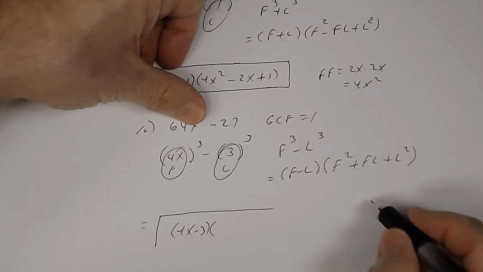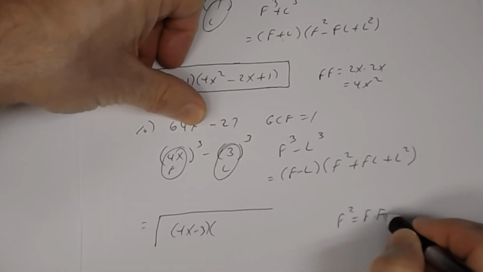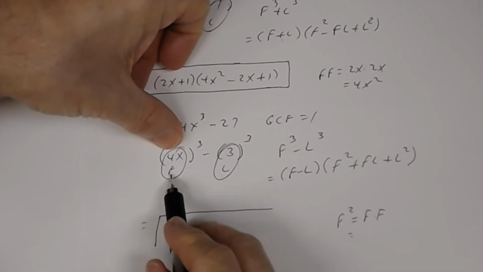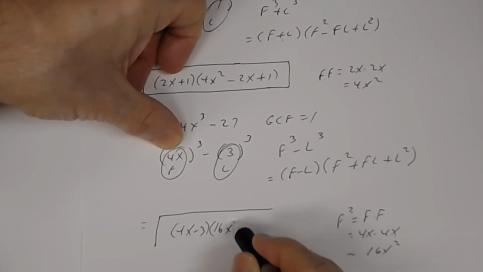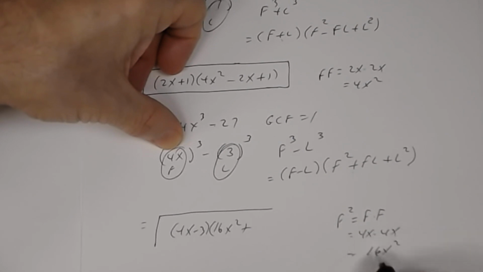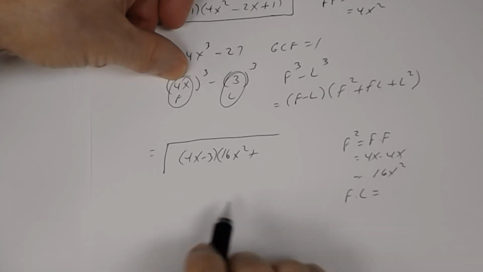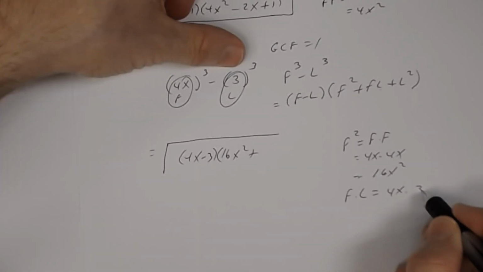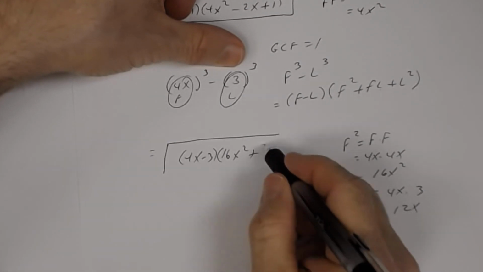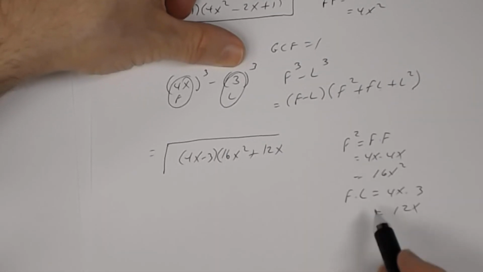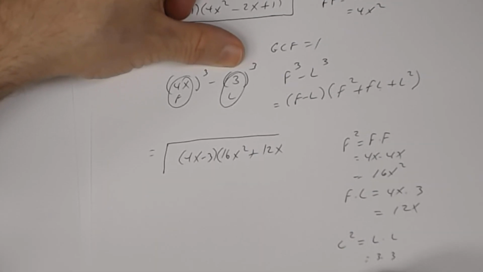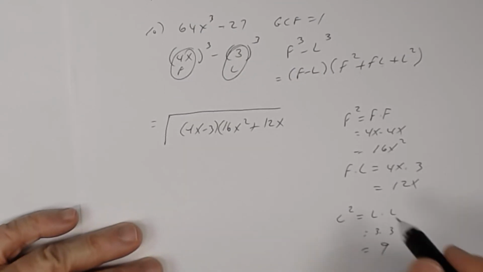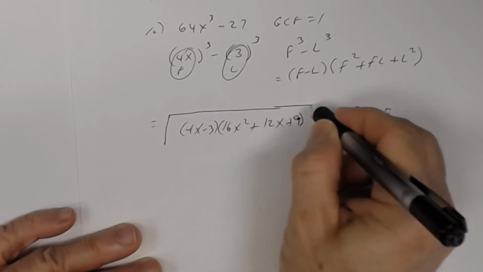times, and then let's think about f squared. Remember, f squared means f times f. Well, f is 4x, so we're going to say 4x times 4x, which is 16x squared. So that goes here. Plus, then you're going to take f and multiply by L. So f times L, f is 4x, L is 3, so I get 12x. And then I'm going to take L squared, so that means L times L. L is 3, so that's 3 times 3, which is 9. So that goes here. And there's your answer.